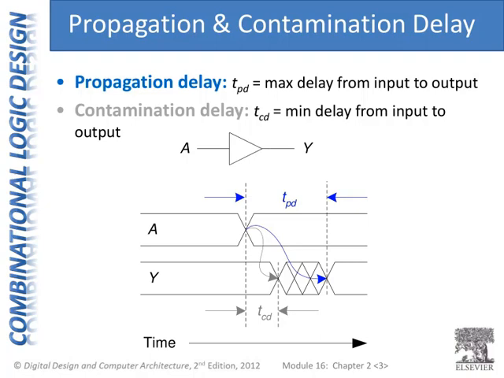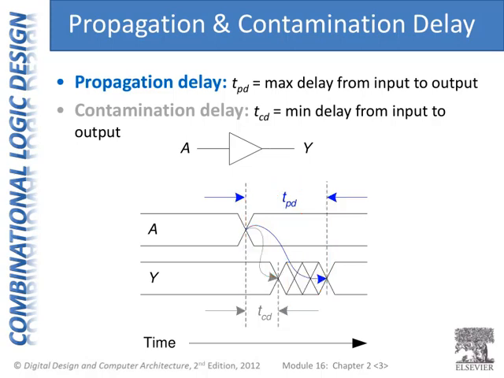So here we have A transitioning either from 0 to 1 or from 1 to 0. Those two lines indicate that it doesn't matter which transition it is. Now we look at the output, Y. It could transition, again, from either 0 to 1 or 1 to 0. The earliest it could transition from the input transitioning is the contamination delay, TCD. And then these hash lines indicate that the output can transition even multiple times within that. But the maximum delay is, again, the delay between the input changing and the output settling to either 0 or 1. So that's the maximum delay, or the propagation delay.